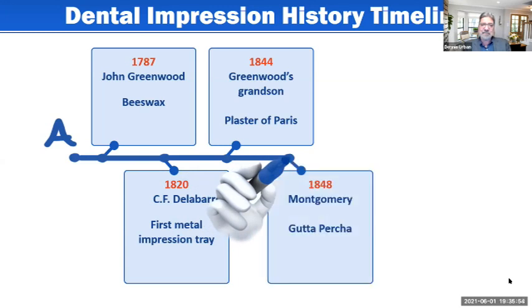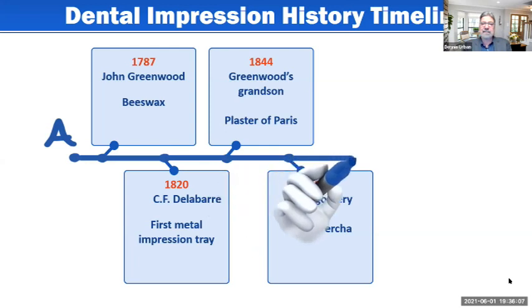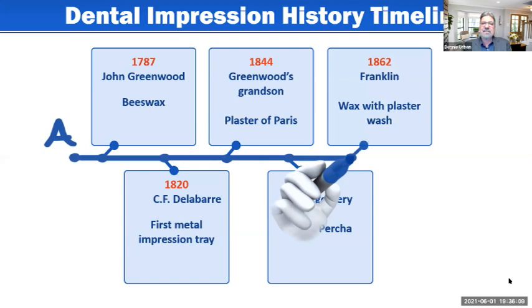So from there, in 1848, Montgomery utilized gutta percha as an impression material. And we all know what the gutta percha is used for with the root canals. And that was used in 1848, actually. And then 1862, Franklin utilized wax with a plaster wash.